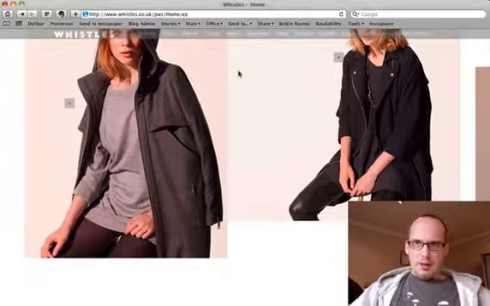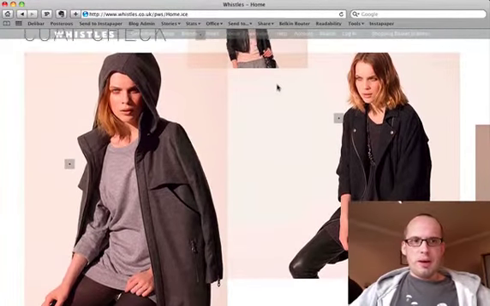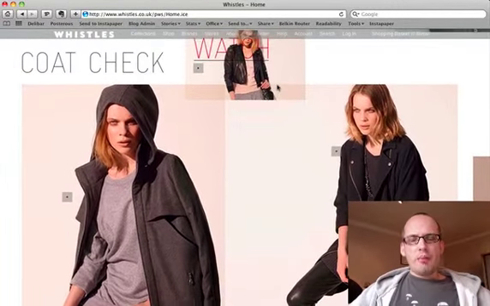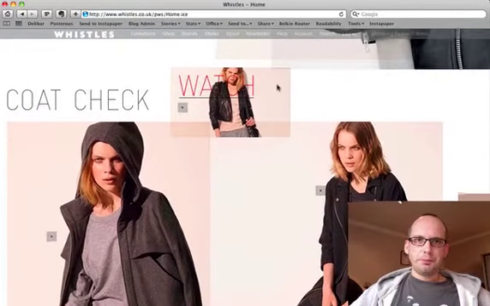whistles.co.uk. And I thought I would share some of the reasons why I'm unsure about this website and why I think there is a fundamental problem with it. I think my biggest issue isn't with the site as a whole, but is with this homepage.